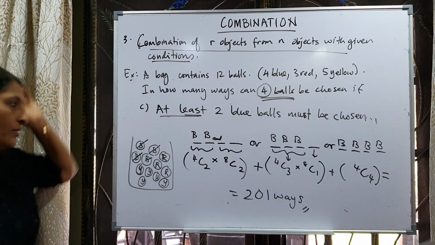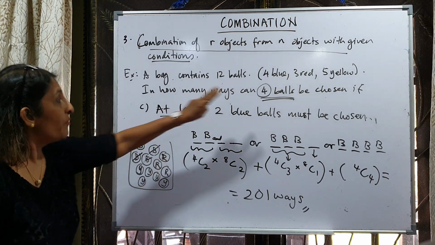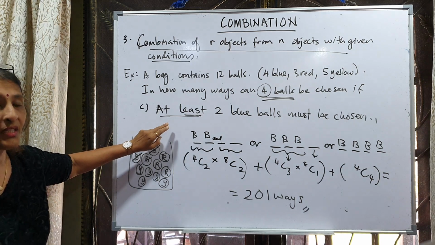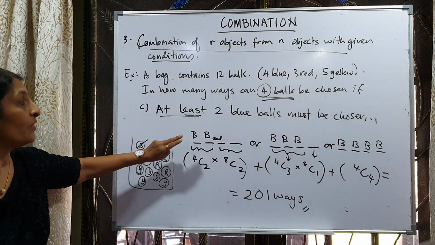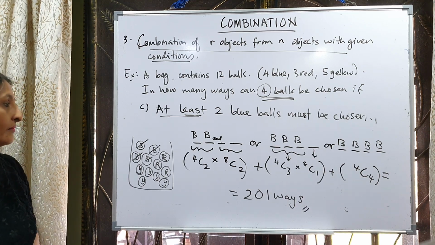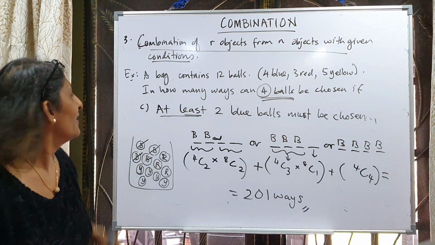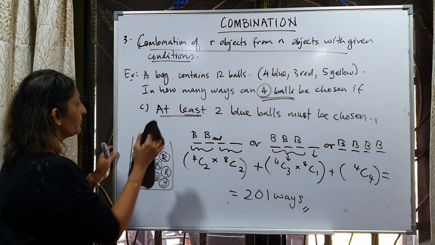Okay, we are going to get 201 ways of picking 4 balls where the condition is at least 2 of them should be blue. Are you all clear about this? I hope so. Now we go to our last condition.